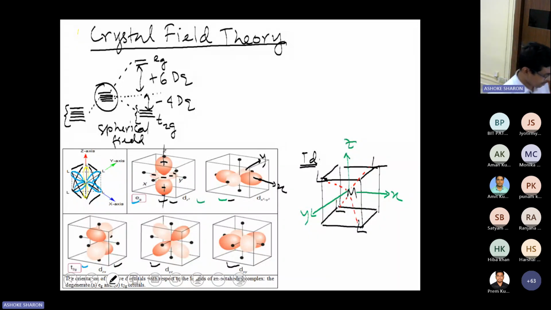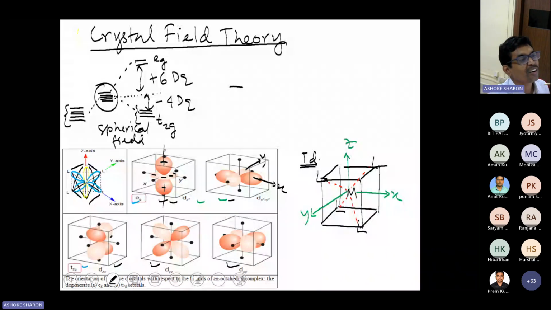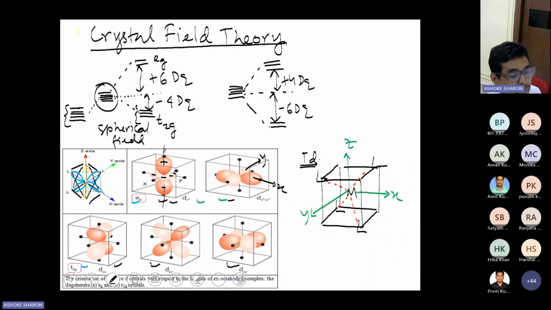So if I take it for the spherical field, then now the lower is -6 Dq and the upper part is +4 Dq, so that the barycenter is again maintained. So I think now you have understood about the orientation of the 5 d orbitals and why the splitting pattern of the tetrahedral and the octahedral is opposite.